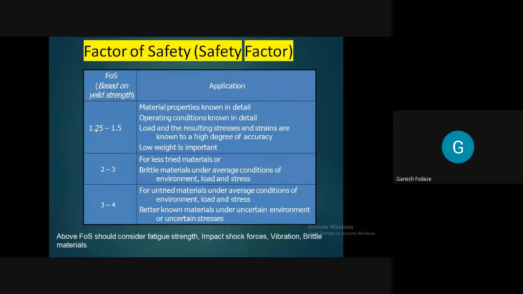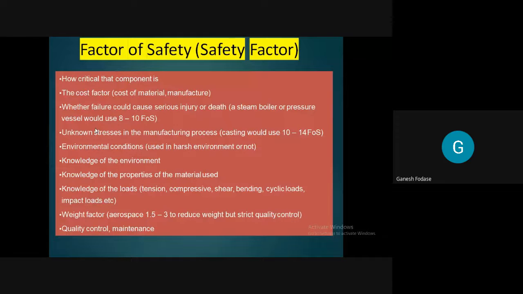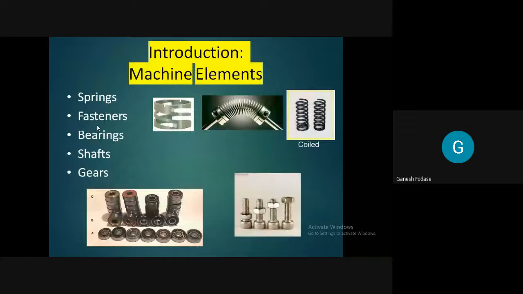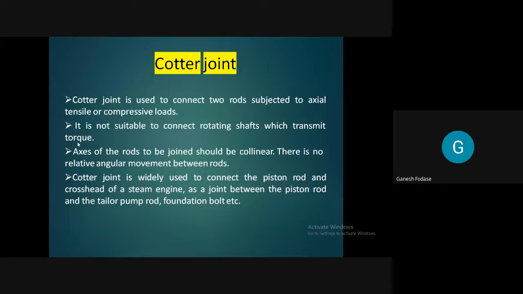This was also discussed in the last lecture. What are the different considerations in factor of safety was also discussed, and I told you also about service factor. Now, what are the different machine elements that we are going to study? Like springs, fasteners, bearings, shafts, and gears. These are the major machine elements that we need to design. So I have just given you a brief idea about design.